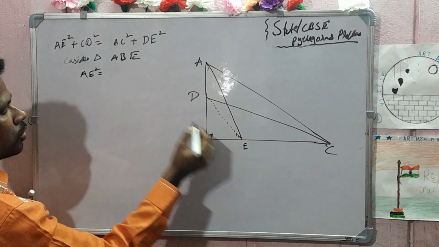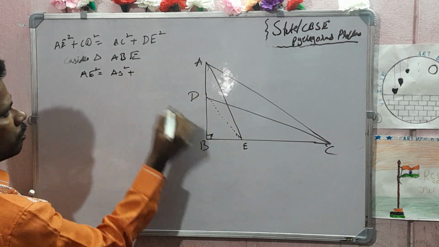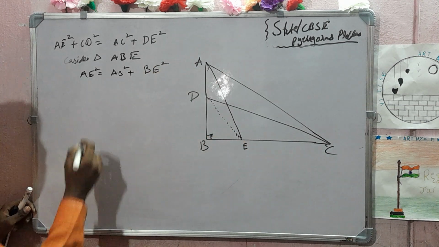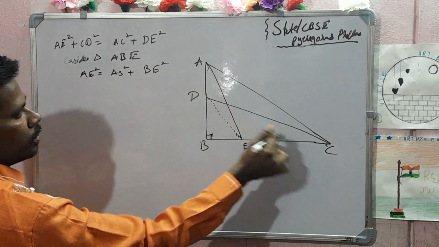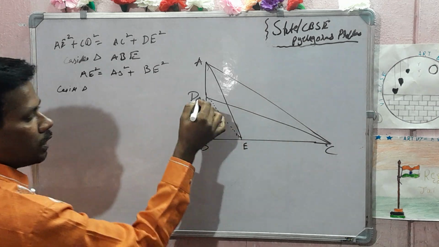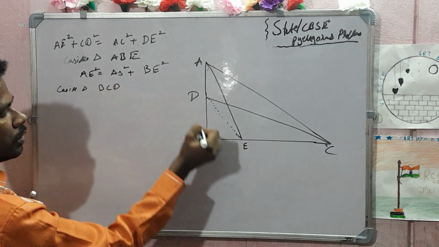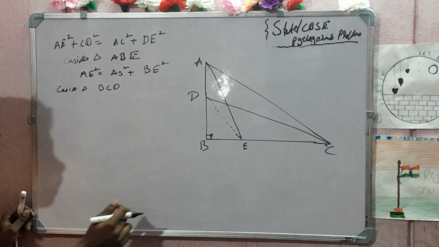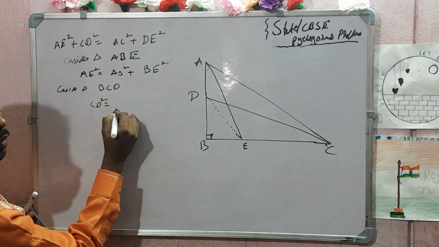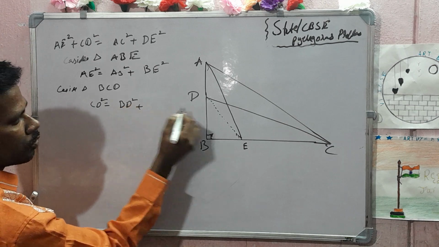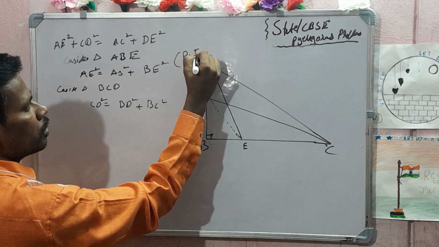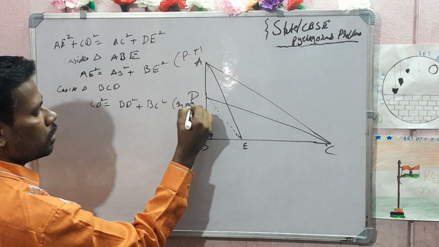Apply Pythagoras theorem. AE square is equal to AB square plus BE square. Right? Next, CD is given. Now consider triangle BCD. See what you have to prove, CD square. So in BCD, this becomes the hypotenuse. CD square is equal to BD square plus BC square by Pythagoras theorem.